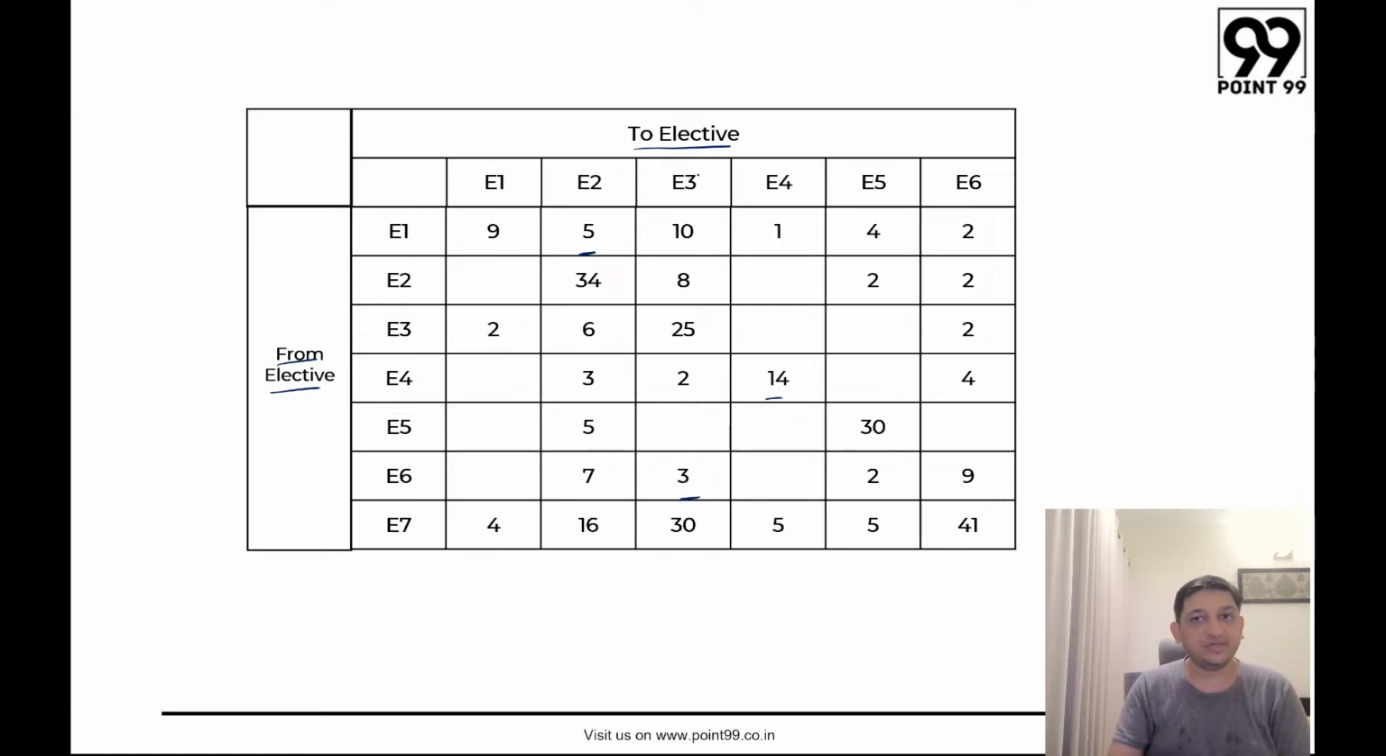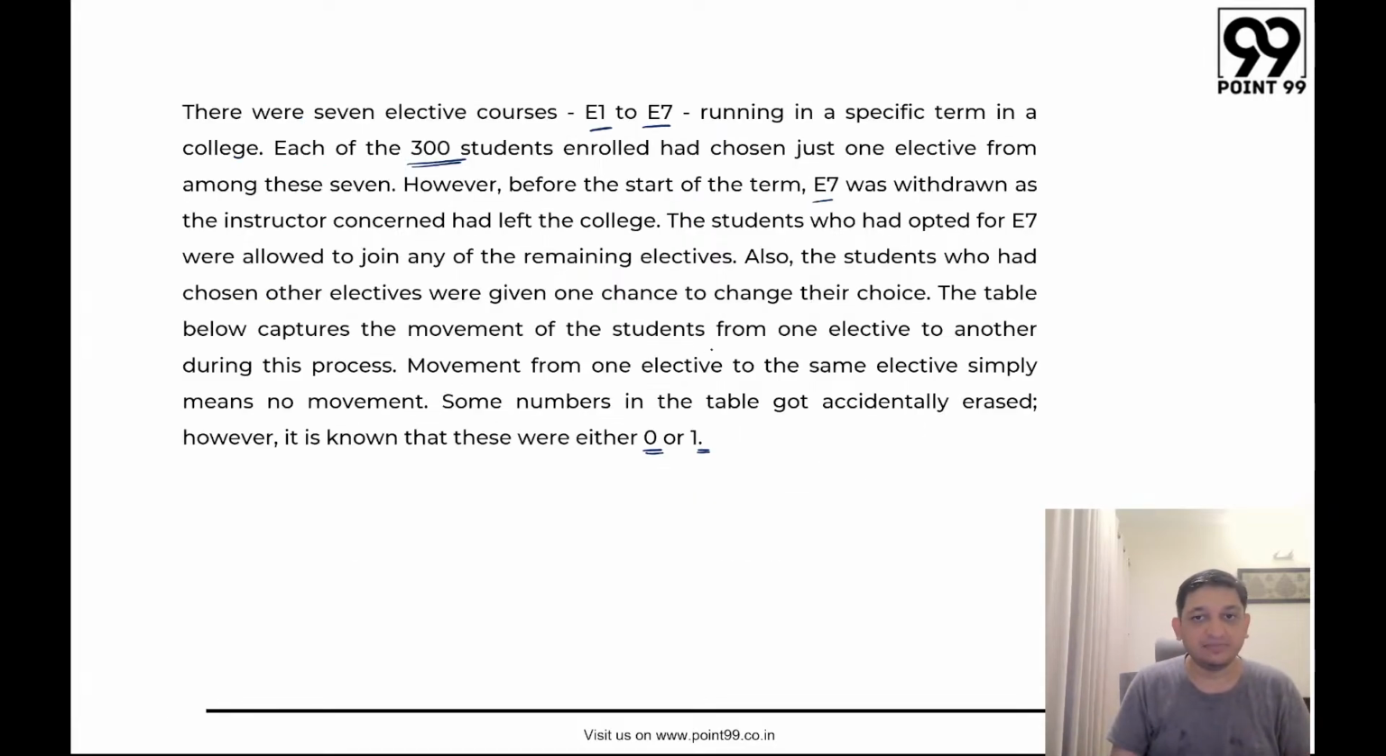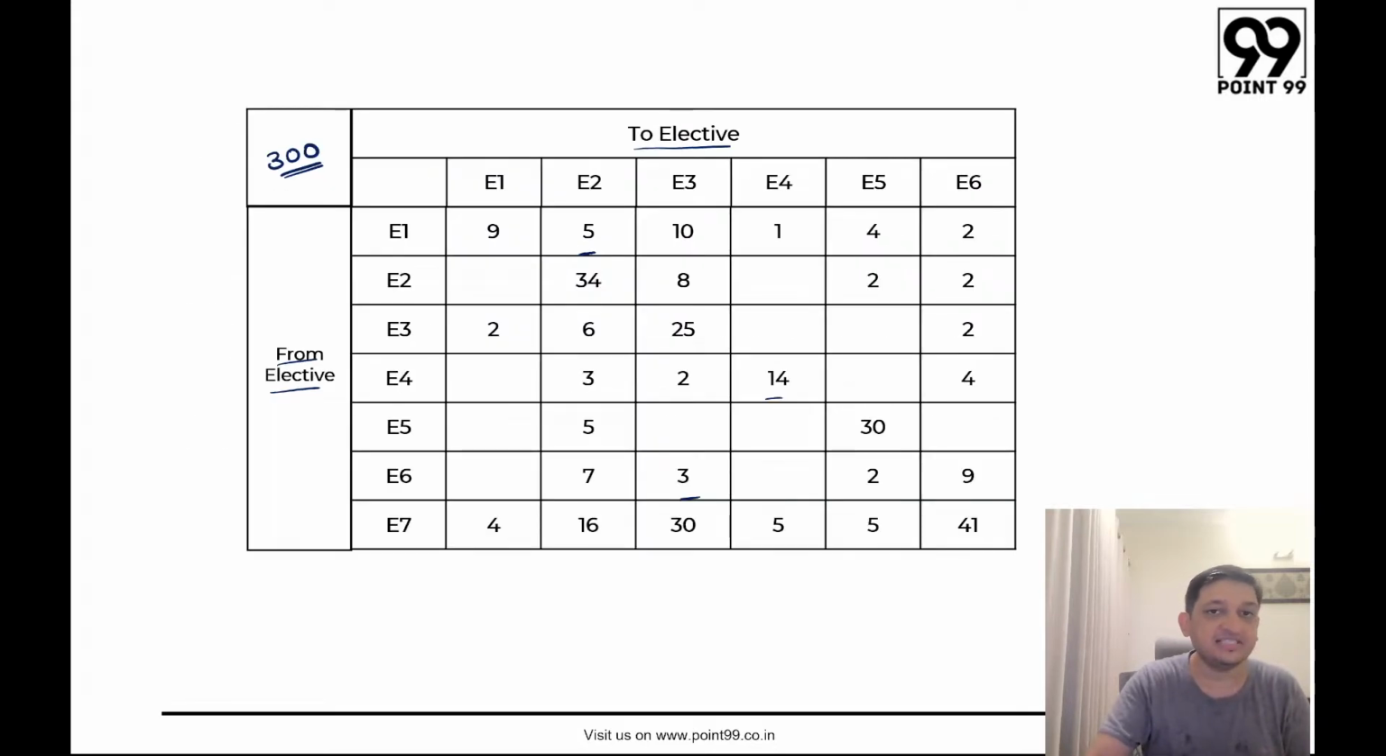We also know that the total number of students in this entire table is going to be 300 because there are 300 students in this particular college. So this we know, right? Now we have to figure out what all are these gaps that are there. These gaps we have to figure out. We know that these gaps are filled by numbers that are either 0 or 1. This I know, right? Because it is given here. Some numbers got accidentally erased, but the erased numbers, or the numbers that are missing, are either 0 or 1.